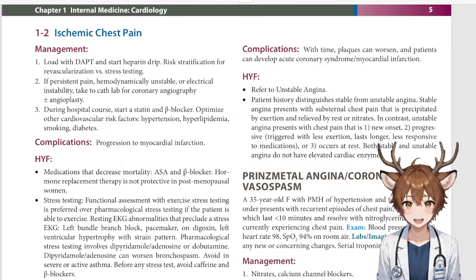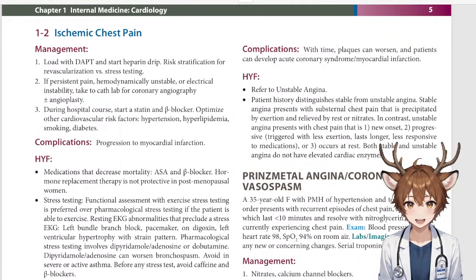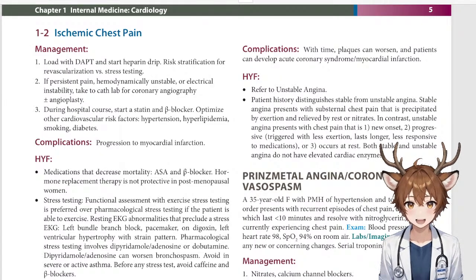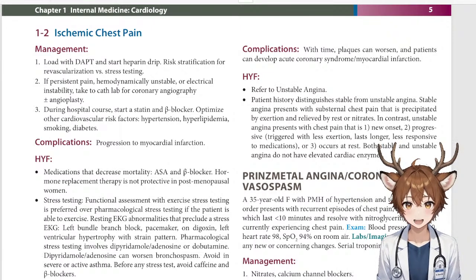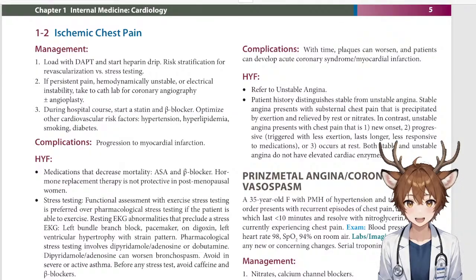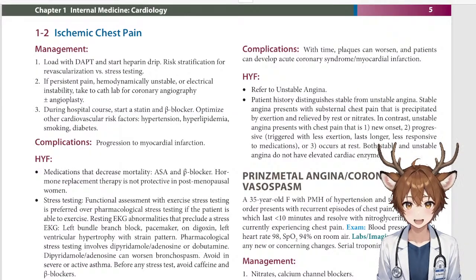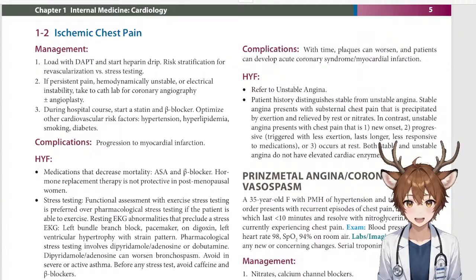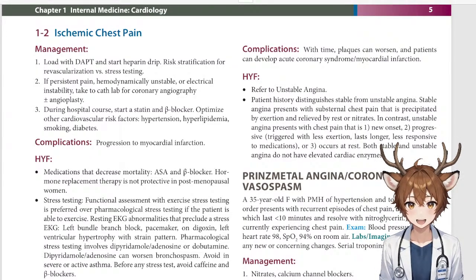Patient history distinguishes stable from unstable angina. Stable angina presents with substernal chest pain that is precipitated by exertion and relieved with rest or nitrates. In contrast, unstable angina presents with chest pain that is 1, new onset, 2, progressive, triggered with less exertion, lasts longer, less responsive to medications, and 3, occurs at rest. Both stable and unstable angina do not have elevated cardiac enzymes, though, which would be characteristic of an MI.